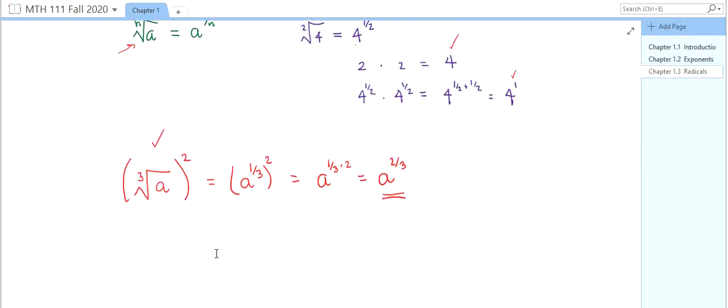And on that note, we'll end this discussion in section 1.3 on radicals.